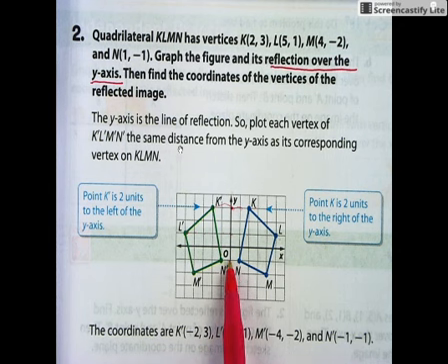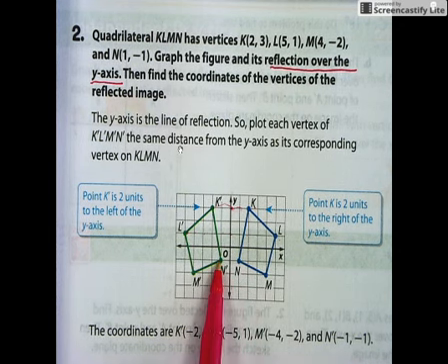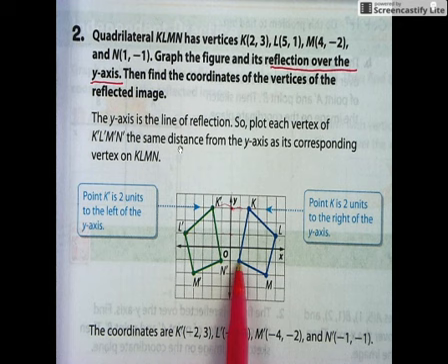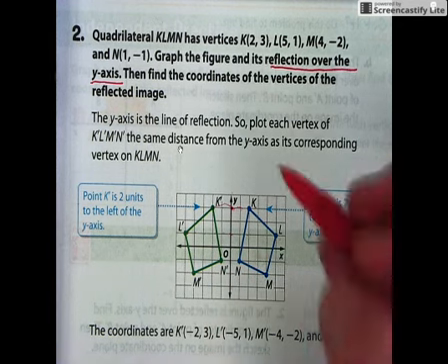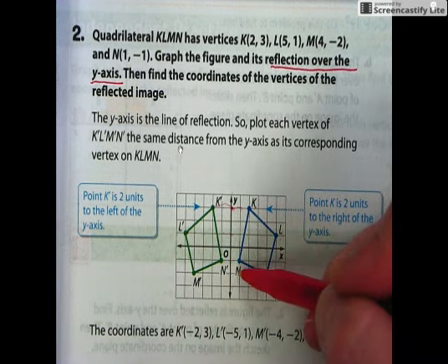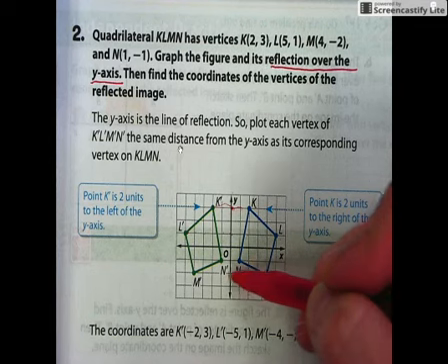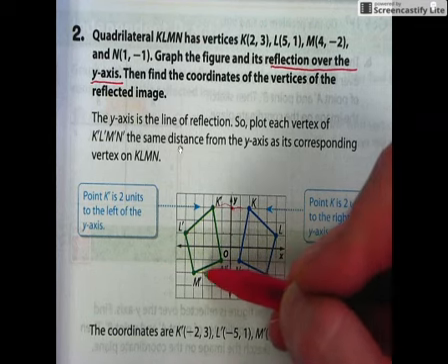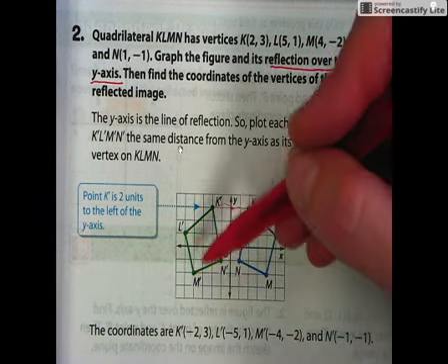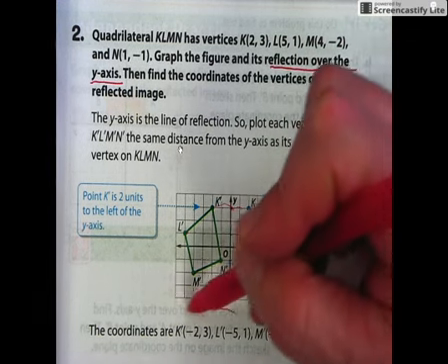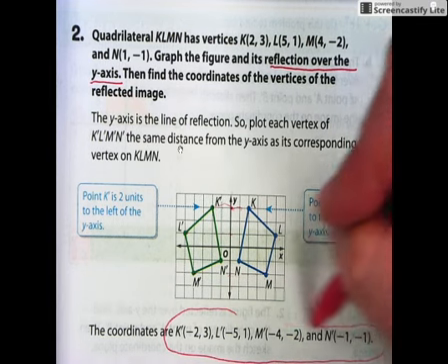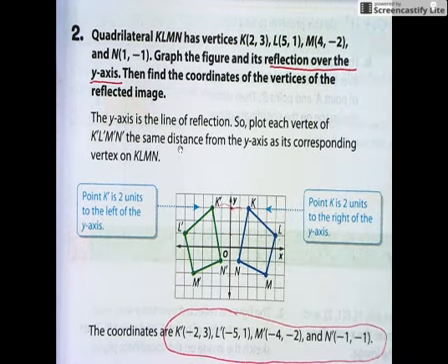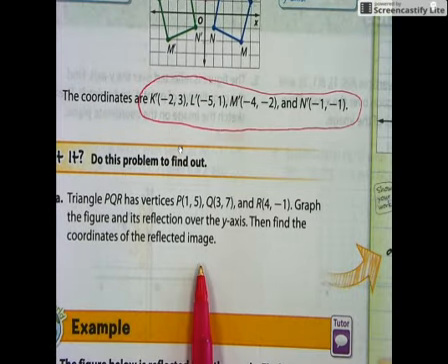N is 1 unit away, so N prime should be 1 unit away, directly across from itself like it's looking in the mirror. And then point M is 1, 2, 3, 4 units from the y-axis, so you're going to go directly across from itself 1, 2, 3, 4 units on the other side. And then again, you're labeling what your brand new vertices are. All right, so you grab your pencil and let's try this next problem.